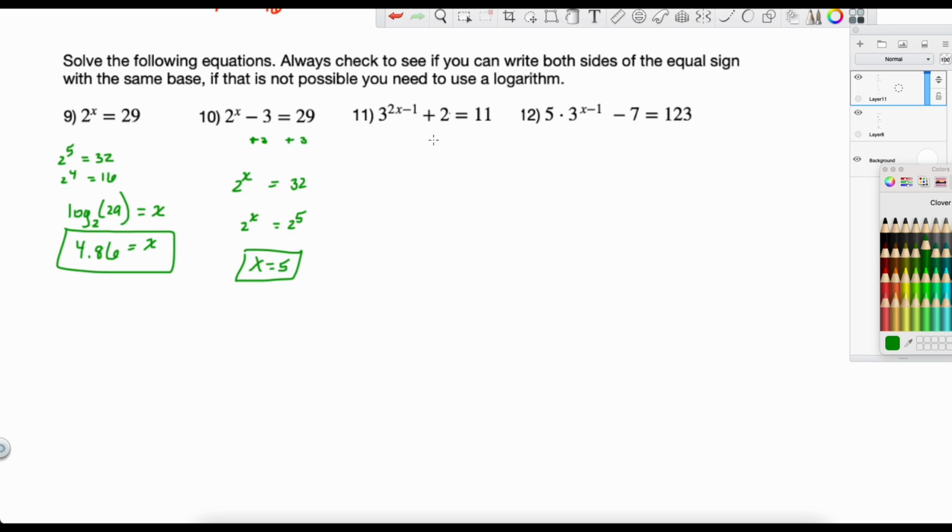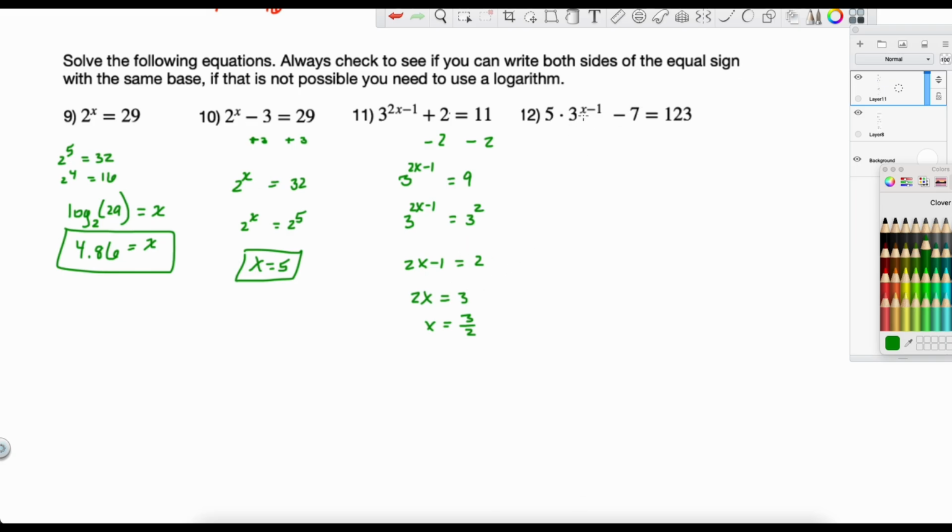Okay, number 11. Let's subtract 2. So I get 3 to the 2x minus 1 equals 9. We can write 9 as a base 3 exponent. 3 squared, right, is 9. So that means that 2x minus 1 equals 2. 2x equals 3. x equals 3/2. Okay.